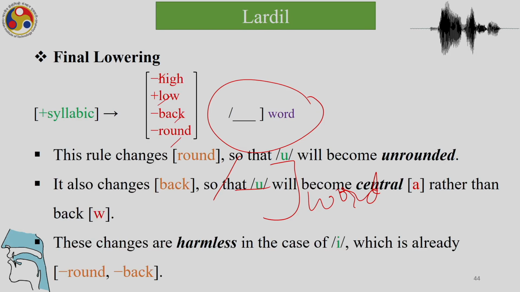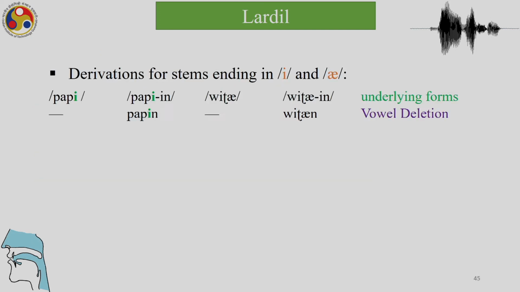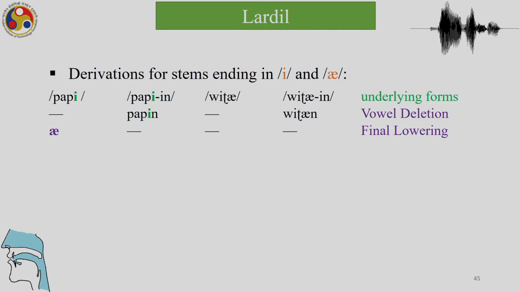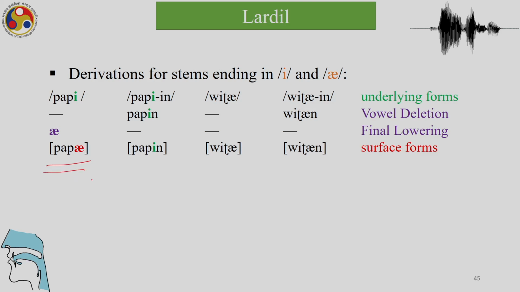So this rule, which changes u to unrounded, does not affect e, which is already minus round and minus back. So now looking at the Lardil data, we have a couple of rules to work with. Initially, if you recall, we found that there is vowel deletion in Lardil, and then we found that there is vowel lowering in Lardil. As a result of both, we have forms like pape appearing as pape, and papin, two e's, appearing with only one, papin.